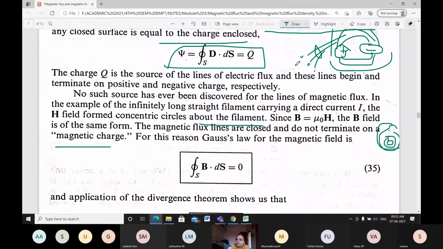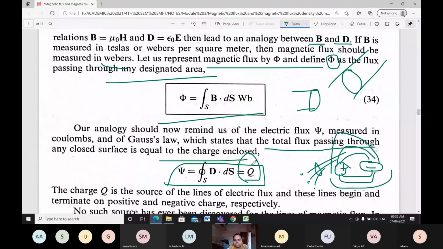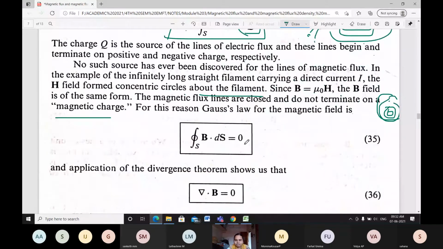As in the electric field, the flux terminates on the other side based on the charge, but in magnetic charge, it's not going to happen. Instead of Q, it is going to be 0 in the magnetic field. The concept is simple. From Gauss's law, what we are saying is that the flux equals how much charge there is, but in the magnetic field, it does not depend on the charge. Simple concept, what we take in equation form.